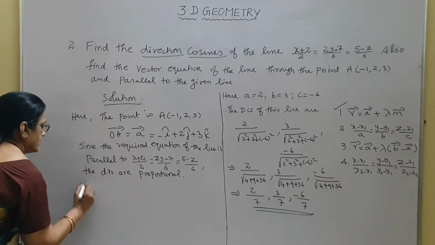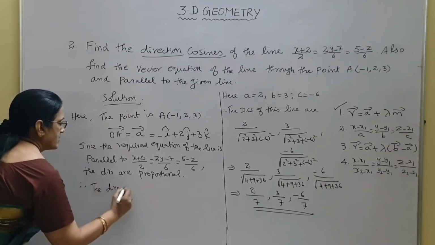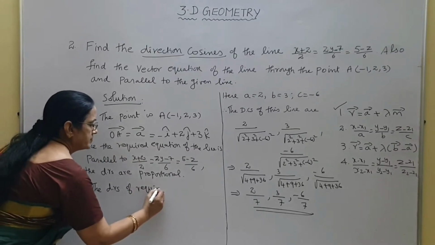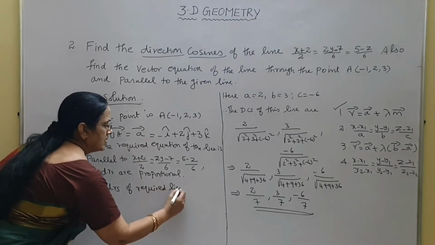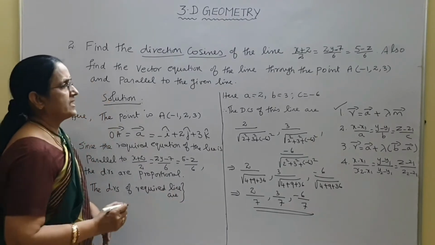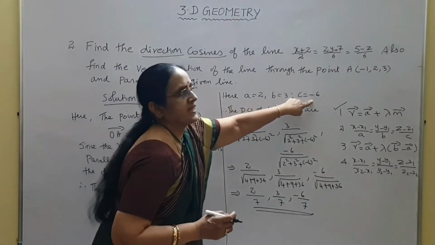The DRs are proportional. Therefore, the DRs, direction ratios of required line, what are the DRs we got? 2, 3, minus 6.